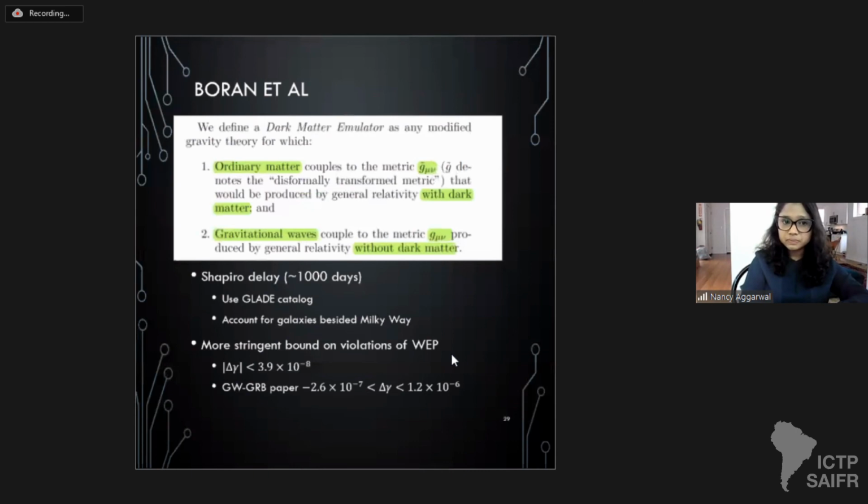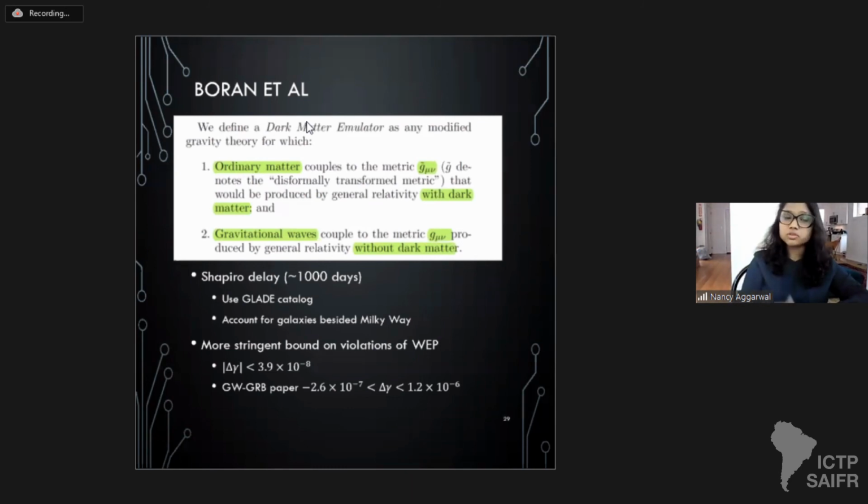The first measurement is that of the time delay between the photons that arrive from the GRB. How long after the gravitational wave did the photons arrive? So what you can do is you can ask, the photons had to go through a Shapiro delay between the galaxy and us. So these authors actually calculate the Shapiro delay very precisely.